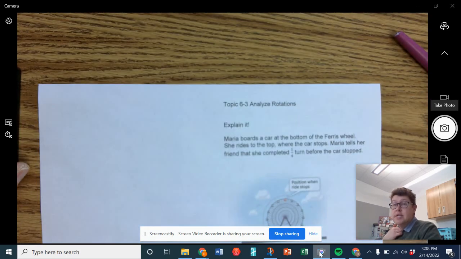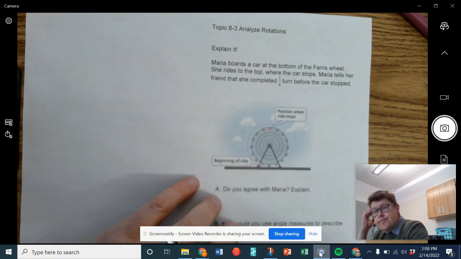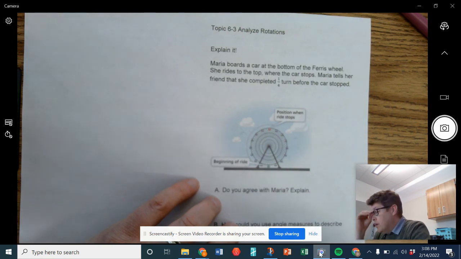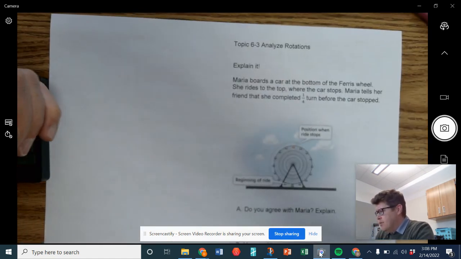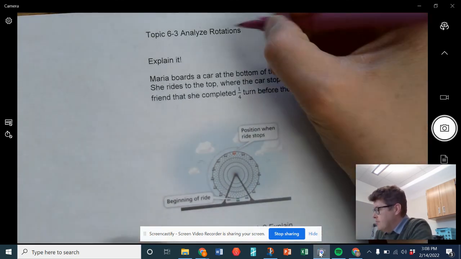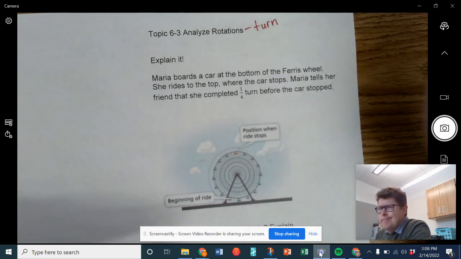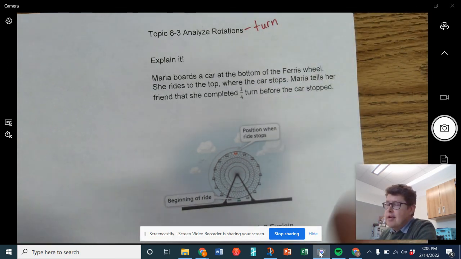Okay, still in chapter 6, guys, or unit 6, however you want to think about it. So we are talking about rotations, right? Analyzing rotations right here. This is turn. Gosh, what's another word for turn or rotate? I'm blanking, guys. It's been a long day.